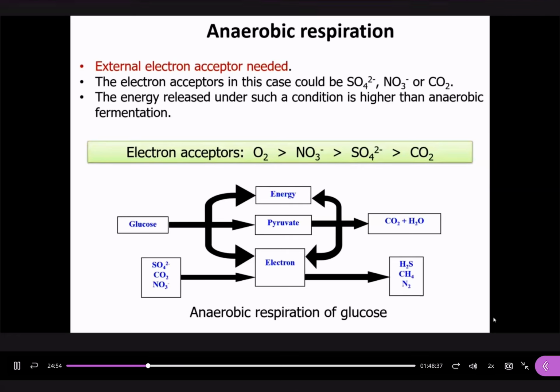It goes to electron acceptors such as sulfite, CO2, and nitrate. And further oxidation of pyruvate, you get CO2 and water, and this step also gives out electrons. All these electrons go to the external electron acceptors. And what's the end product? If you have sulfite, you get hydrogen sulfide. If you have CO2, you get methane. If you have nitrate, it's the denitrification process, so that's nitrogen gas.